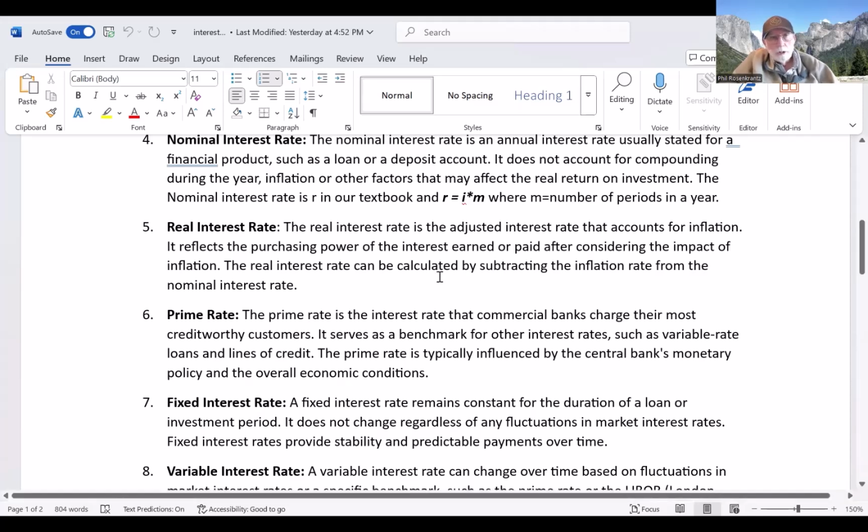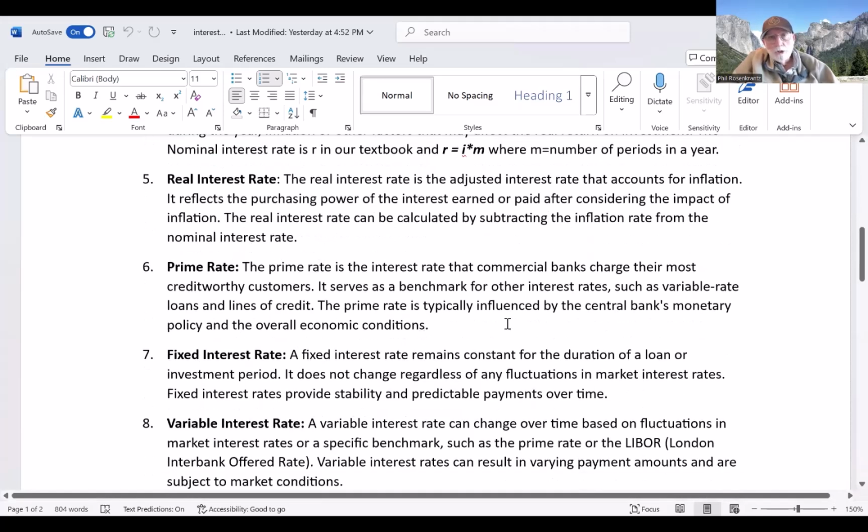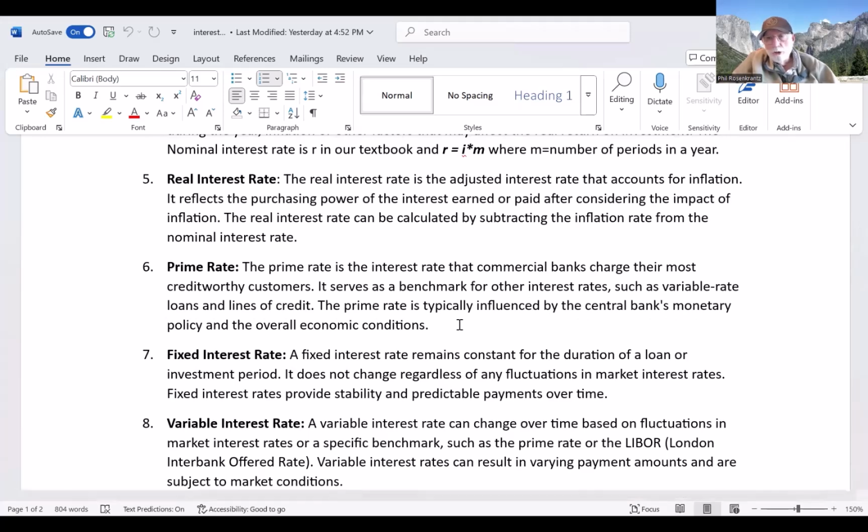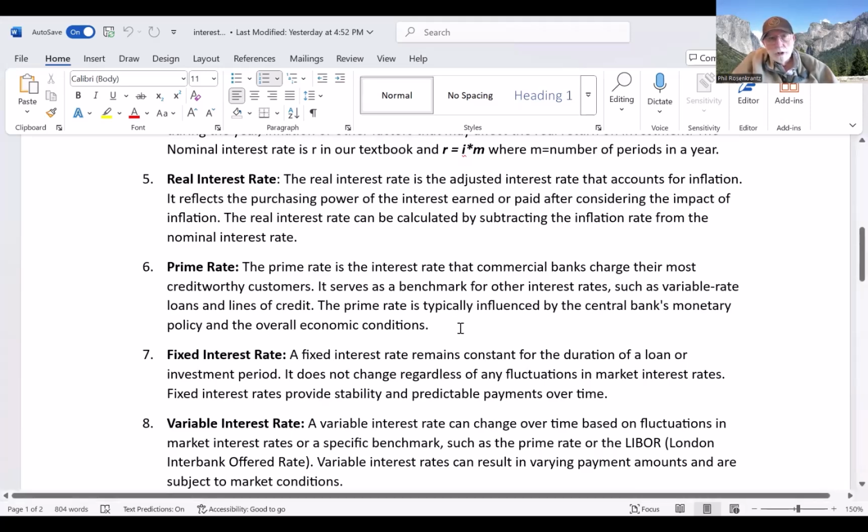The next one is prime rate. This one you see out in the business world, and this is what banks use. It's the interest rate they're using at the moment for their best customers. And then if you're not the best customer, then your interest rate is the prime rate plus some additional interest because you're at higher risk. So it might be the prime interest rate plus 1% or plus 2% or plus 5%. But we don't use that too much in our class.